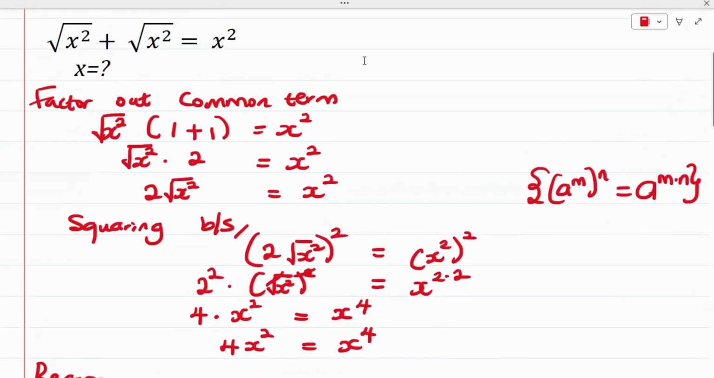We have been able to find the value of x, and the value of x is equal to 0, minus 2, and 2.